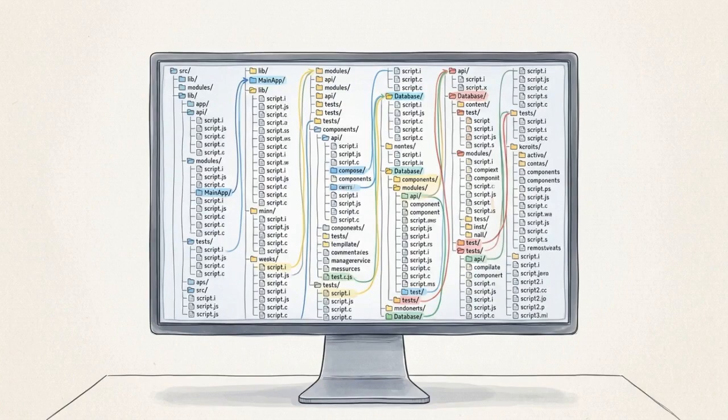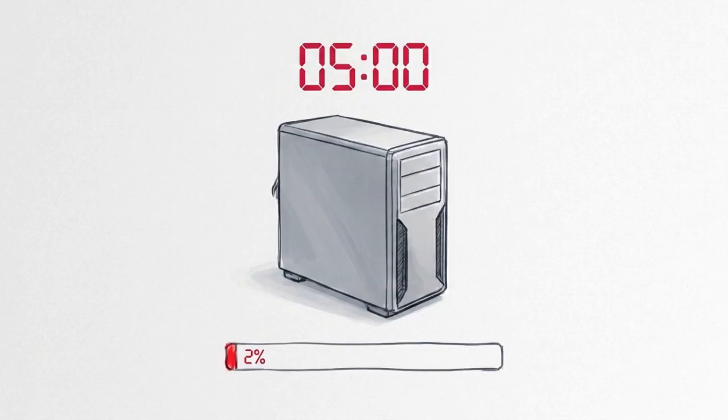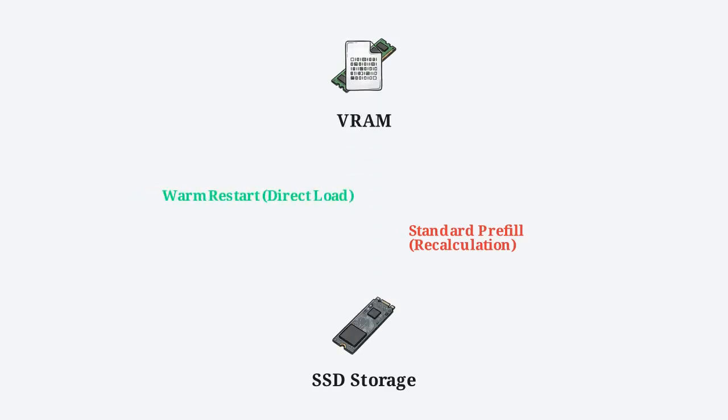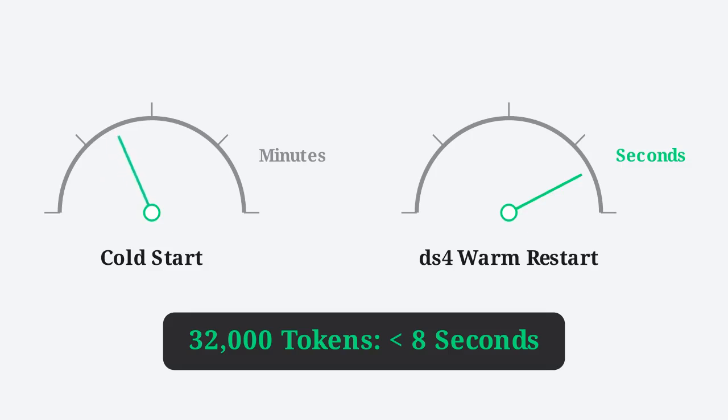However, in standard AI setups, feeding the model a long codebase requires a prefill phase, where the GPU must calculate the context for every existing token. In a 100,000 token session, this calculation can take minutes of pure compute time. Instead of recalculating context, Ds4 serializes the active memory state into a persistent key-value file on your SSD. On a warm restart, it loads that file directly into VRAM, skipping the prefill phase and restoring a 32,000 token context in under 8 seconds.